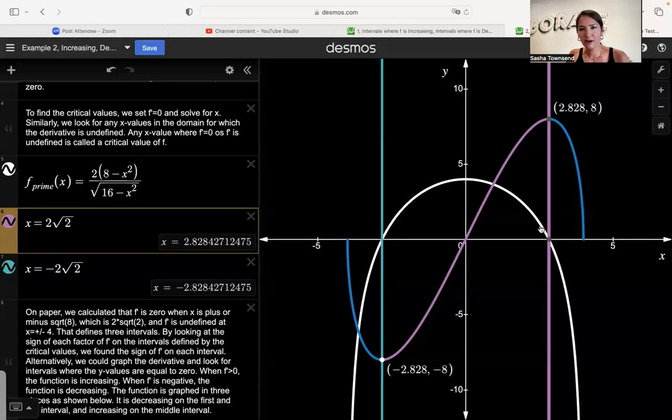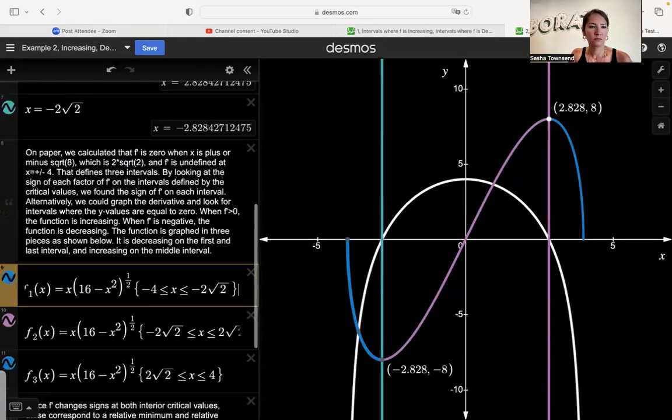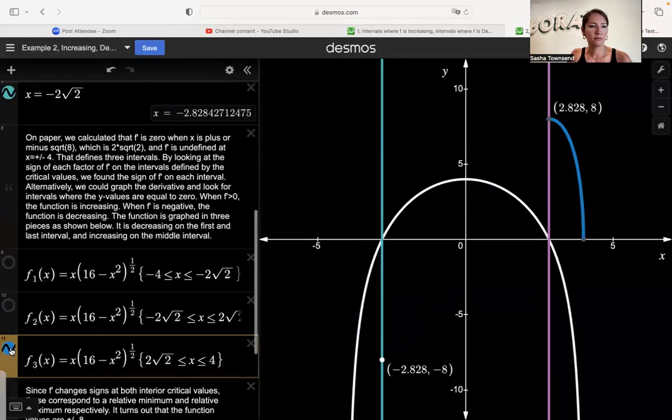You can also look at the graph of f prime. So here's our f prime graph. It's this white graph. It might be clearer if we get rid of the graph of the original function. We see that the derivative values are negative on this interval, positive on this interval, and negative on this interval. So that means the original function is decreasing here. The derivative is positive here, so the function is increasing, and then the derivative is negative here, so the function is decreasing.